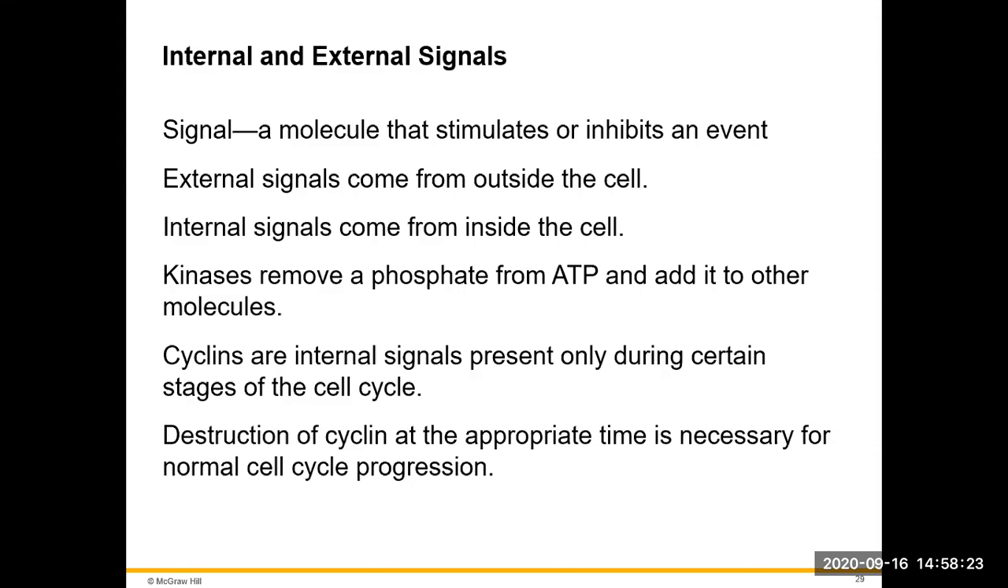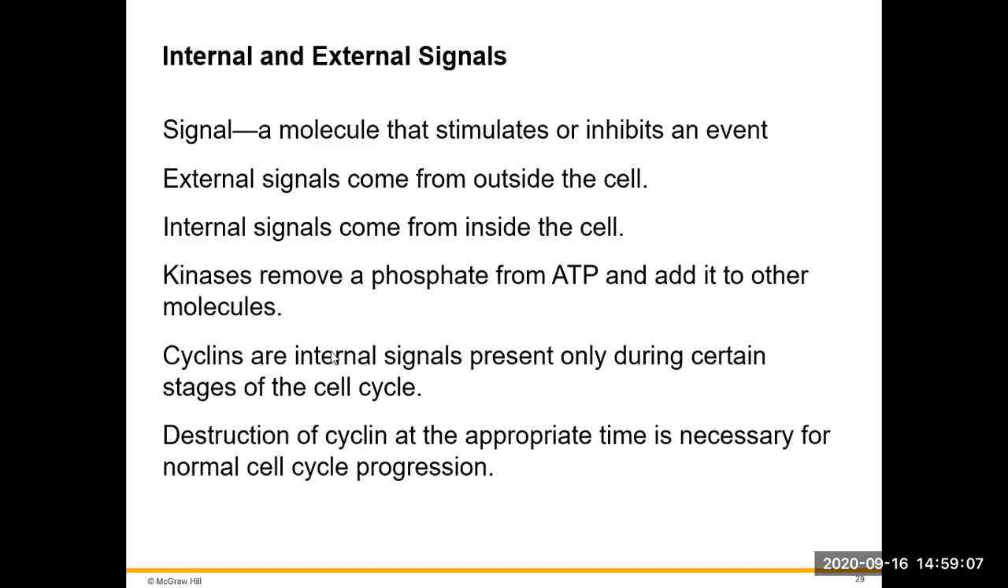One way of making signals is to add a phosphate group to a certain molecule. When you add a phosphate group to a molecule, it makes that particular molecule recognized by other control or regulatory proteins. So kinases remove a phosphate from ATP and add it to another molecule. You might need to know this for your molecular biology class in the future. Kinases add or remove a phosphate group.